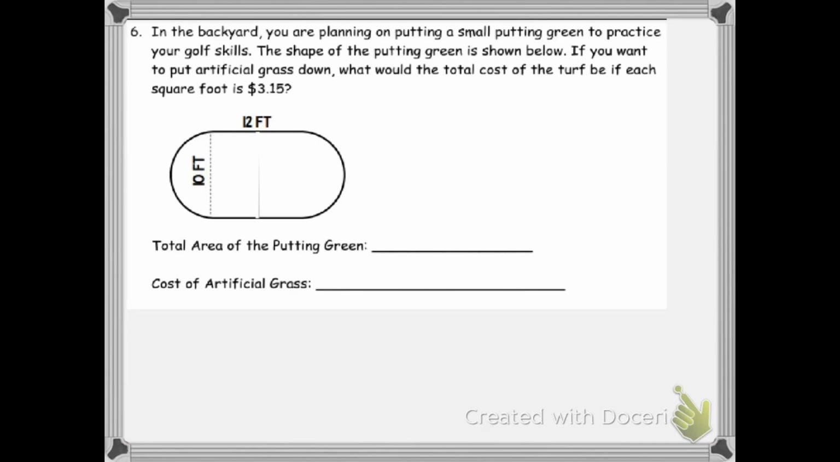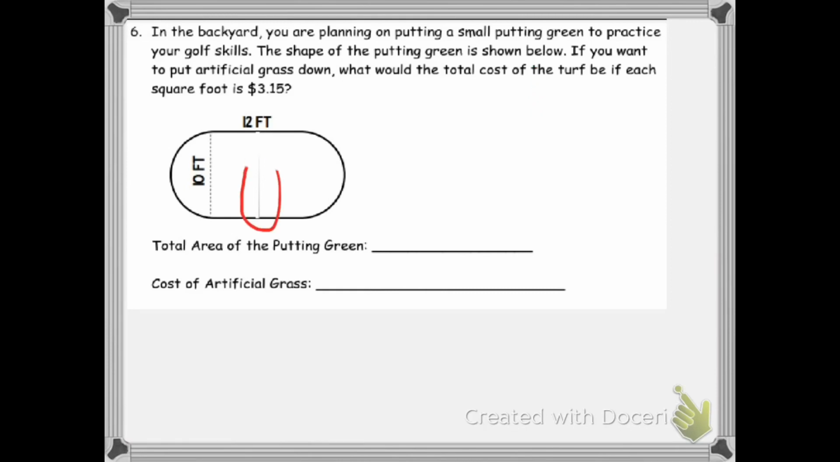Alright, and then our last one here, it says I'm planning on putting a small putting green to practice your golf skills. The shape of the putting green is shown below. If you want to put artificial grass down, what would be the total cost of the turf if each square foot is $3.15? Alright, now, first you may see this little line going through the middle here. You can disregard this right here. I have no clue why that's there.